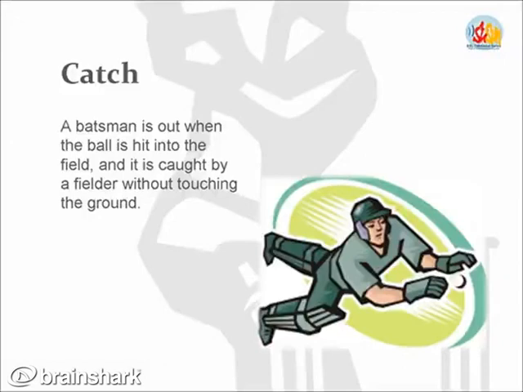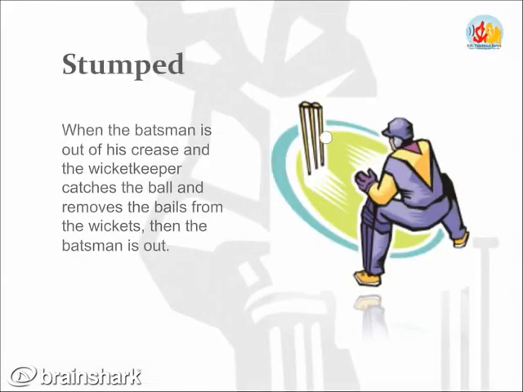Catch. A batsman is out when the ball is hit into the field and it is caught by a fielder without touching the ground. Stumped. When the batsman is out of his crease and the wicket-keeper catches the ball and removes the bails from the wickets, then the batsman is out.